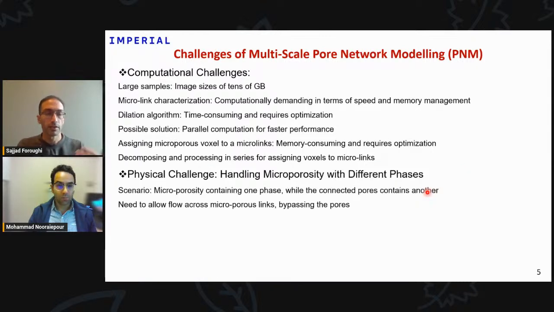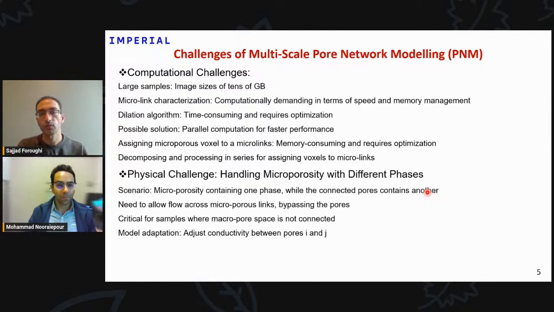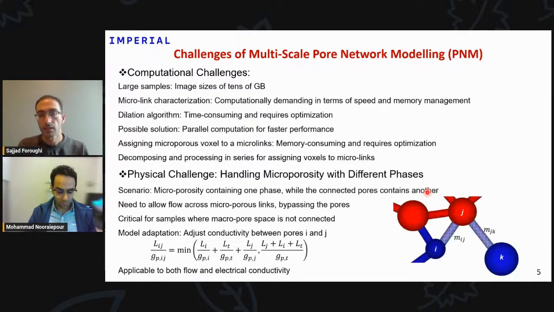Another challenge is a physical challenge. When we have two microlinks connected by a pore, we should be able to have a bypassing of the pore, because in some scenarios the pore, for example here pore J, can be filled first, and when it is completely filled, it can hinder or stop the flow through the microlinks. To let the flow bypass this pore, we use this condition for the conductance between two pores.